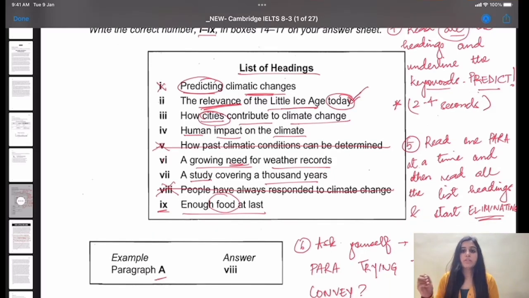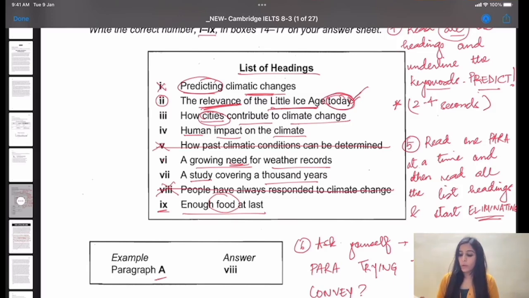Next up, the relevance of the Little Ice Age today. Is this paragraph talking about the Little Ice Age? Definitely. Is it talking about its relevance, significance in today's time? I guess there's some relation with today's time. They're talking about how it led to global warming in the modern world and the current scenario, and so forth. So I think the second could be the answer. But we won't stop here. We will start reading the rest of the headings and eliminate them as well.